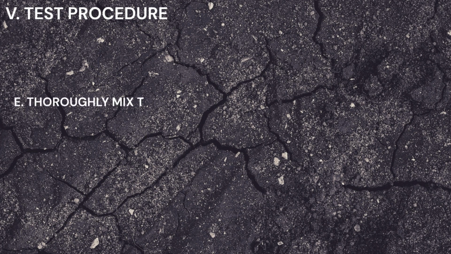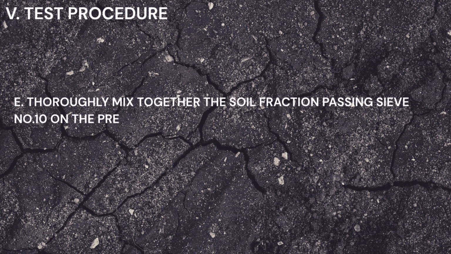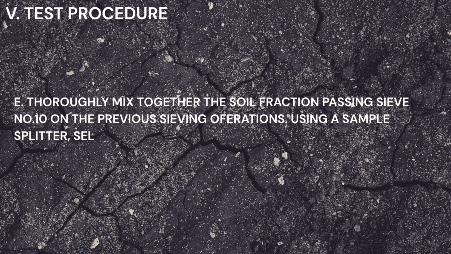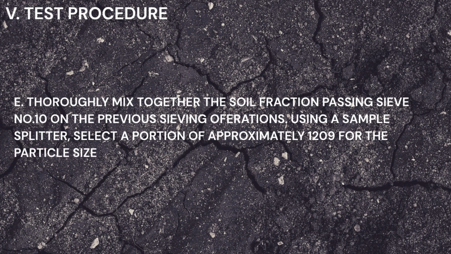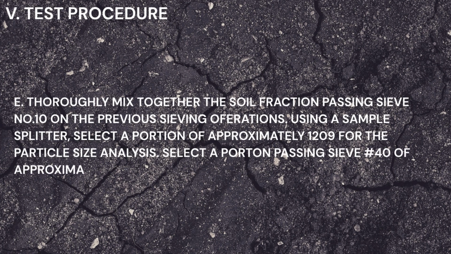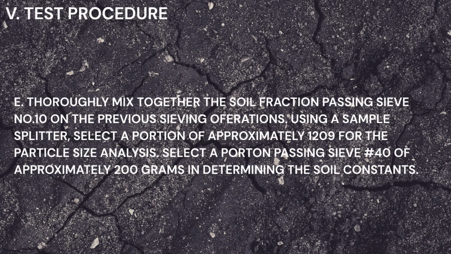Thoroughly mix together the soil fraction passing sieve No. 10 on the previous sieving operations. Using a sample splitter, select a portion of approximately 120 grams for the particle size analysis. Select a portion passing sieve #40 of approximately 200 grams in determining the soil constants.